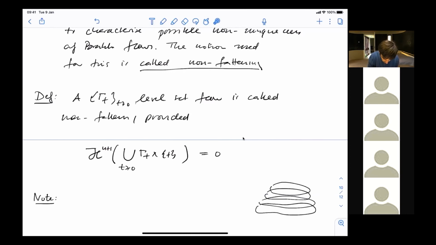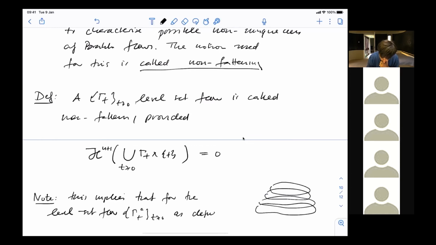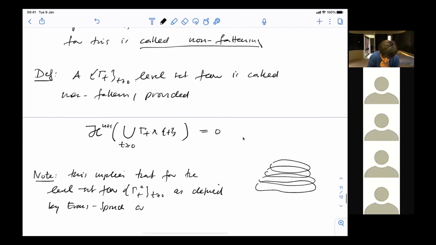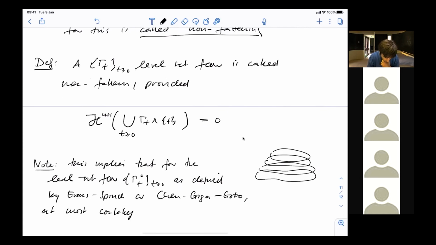Okay, so note, this implies that for the Levelset flow, as defined by Evans-Spruck or Chen-Giga-Goto, that at most countably many levels. Sorry, I think there's a typo here, it's an important typo.